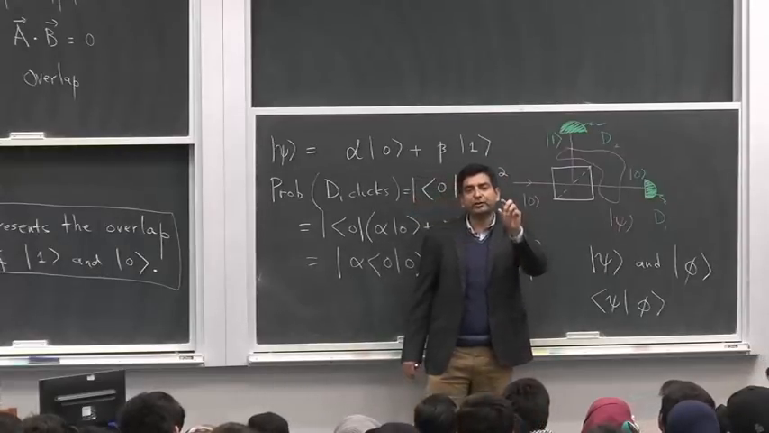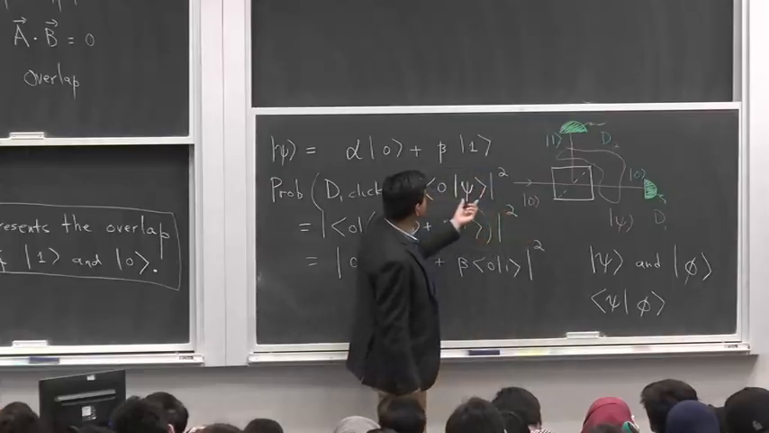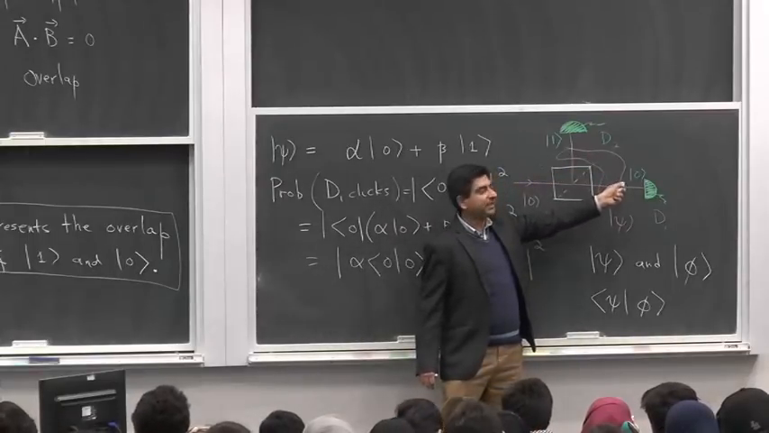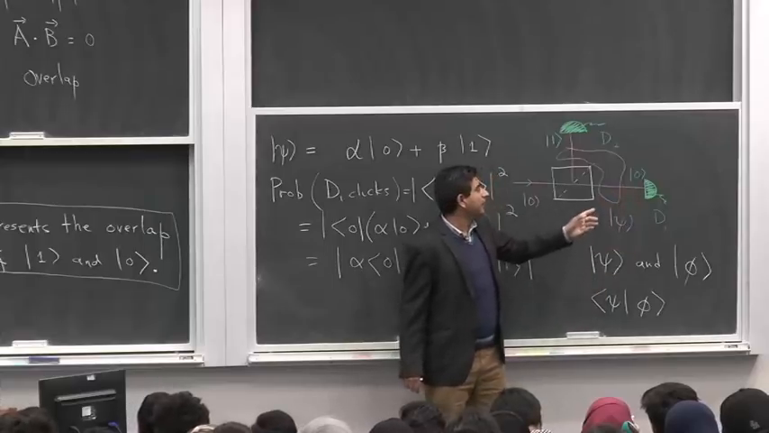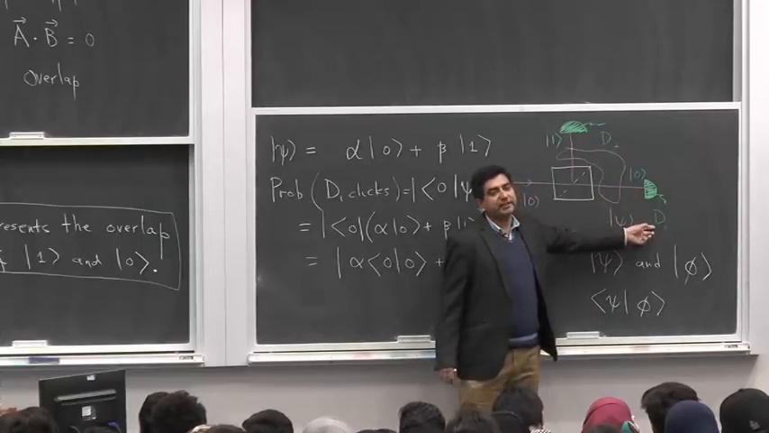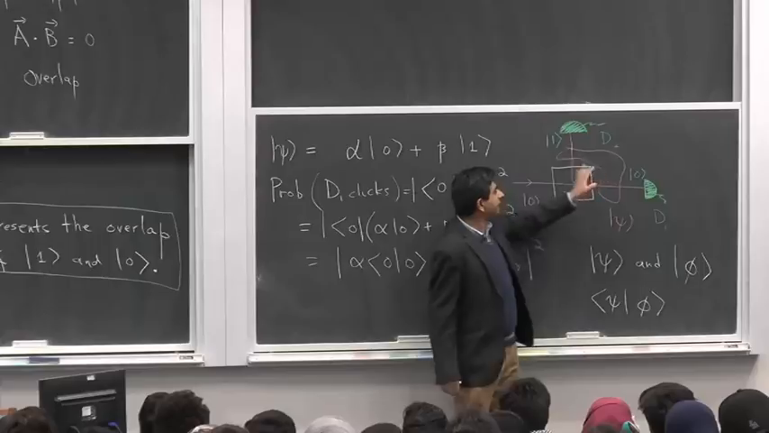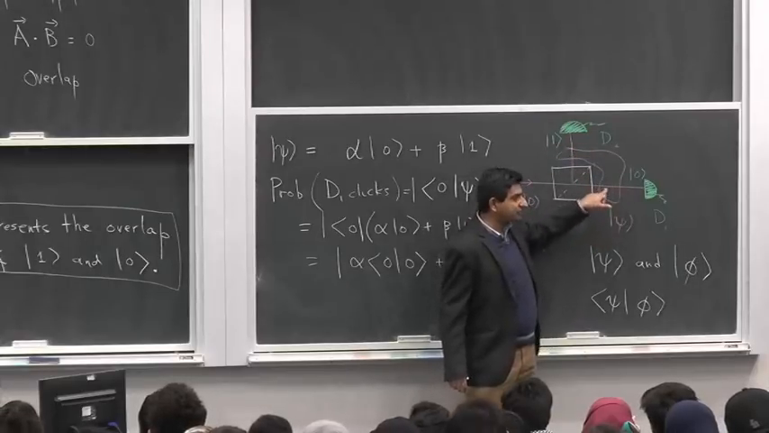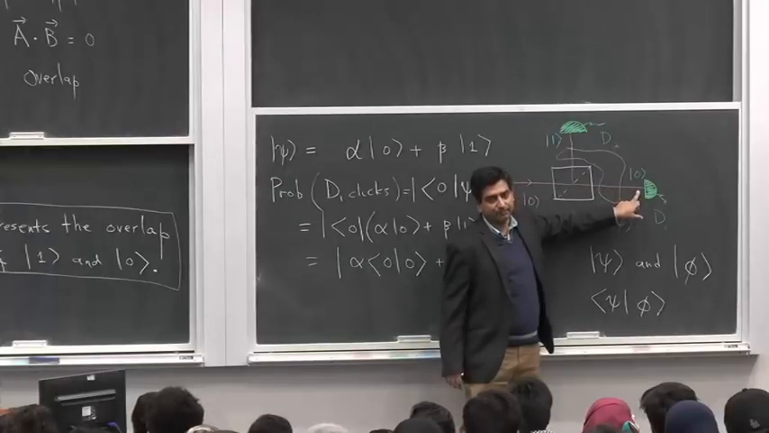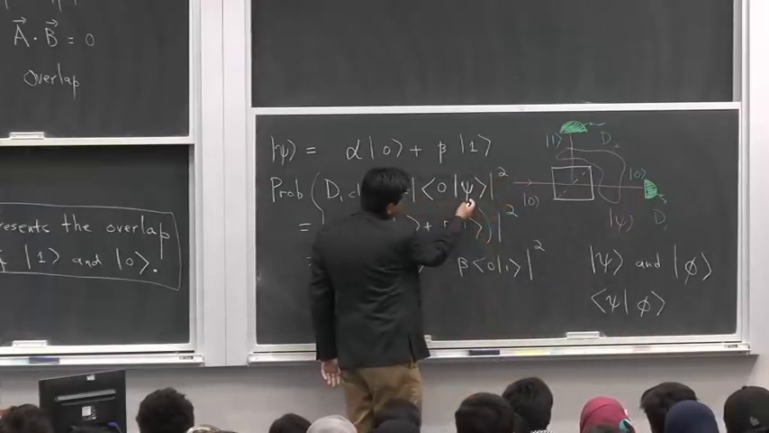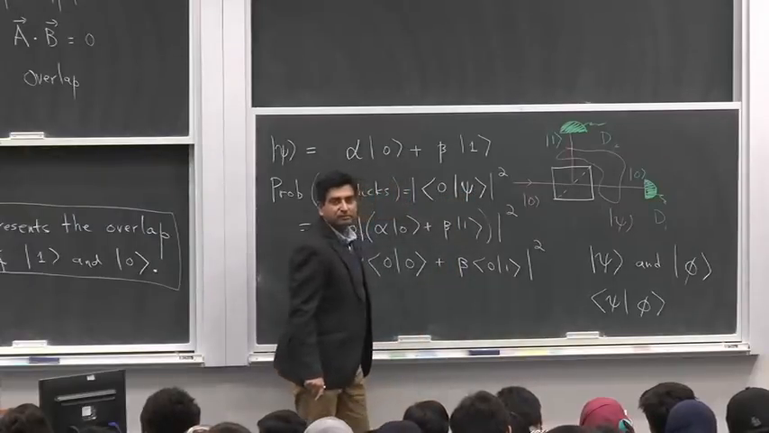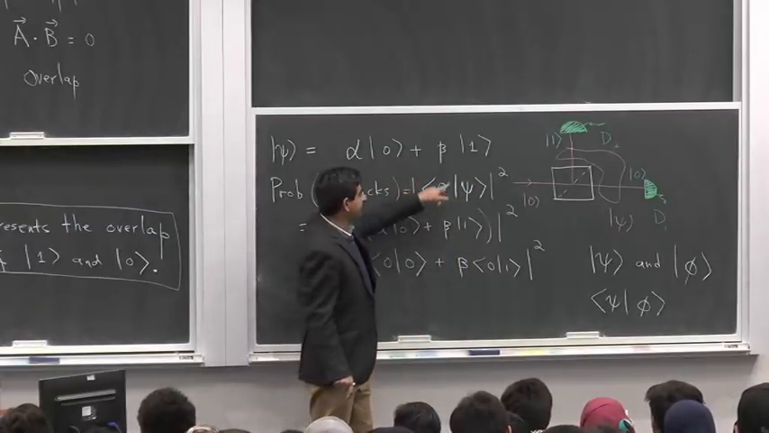If I would like to find out the overlap, what state am I talking about? I'm talking about the state psi that exists here. And I would like to find out the probability that the detector D1 clicks. So I find the overlap of my state, psi, with the state corresponding to this path, which is ket 0. So that overlap is psi, this bracket, this inner product, psi with 0. And then I take the modulus squared.